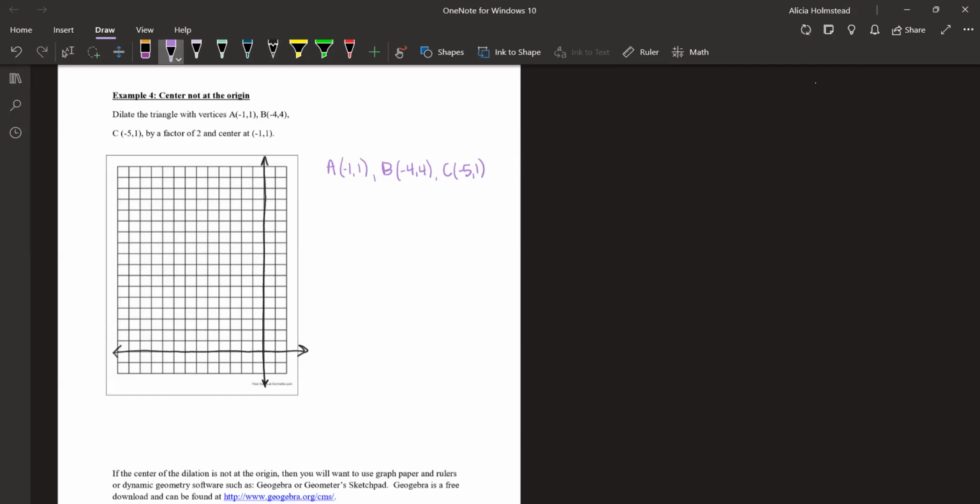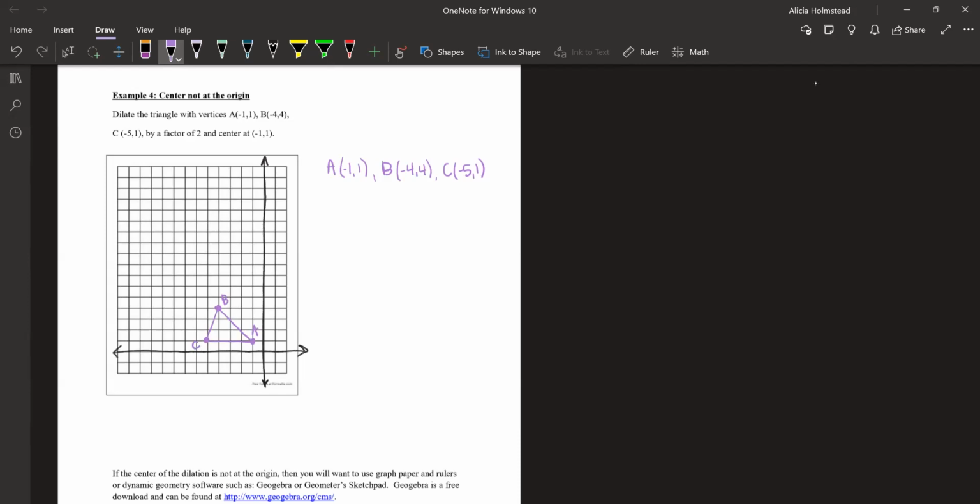So point A is at (-1, 1). Point B is at (-4, 4). And then point C is at (-5, 1). We're going to have a triangle that looks something like that. This is point A, this is point B, and this is point C.